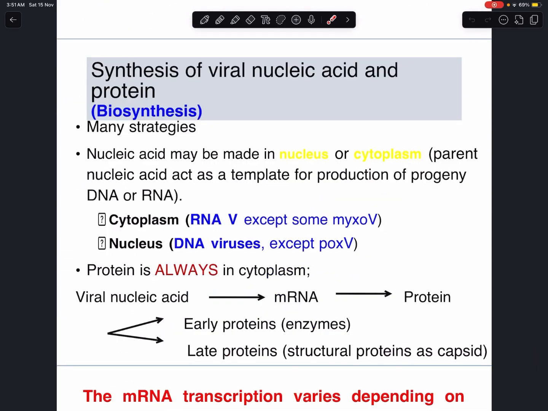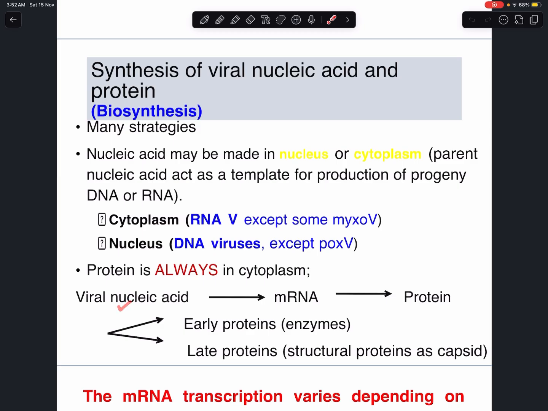Here we have synthesis of the virus nucleic acid and proteins, okay? Nucleic acids may be made in the nucleus or cytoplasm. Nucleic acid acts as a template for production of progeny. So yes, the nucleic acid acts as the template. You should focus on this point. For the production of nucleic acid: RNA viruses in the cytoplasm, DNA viruses in the nucleus, except for some. Protein is always made in the cytoplasm.